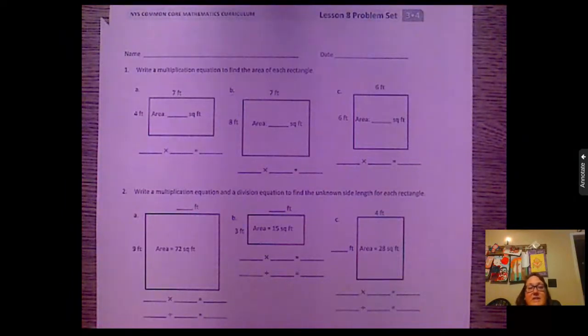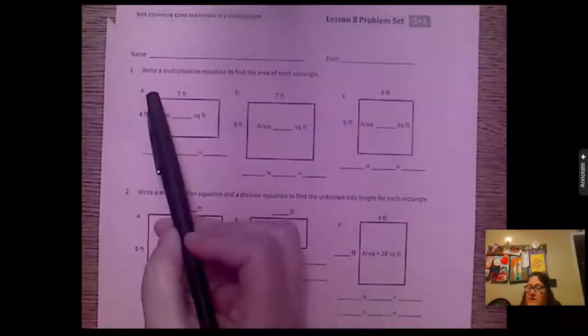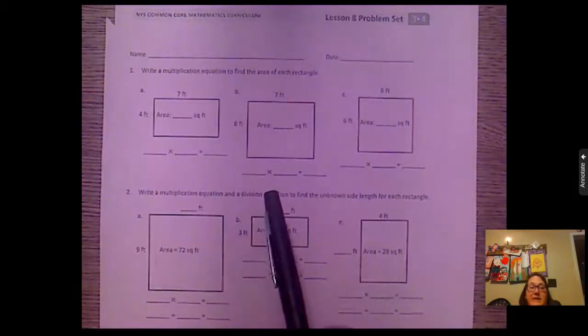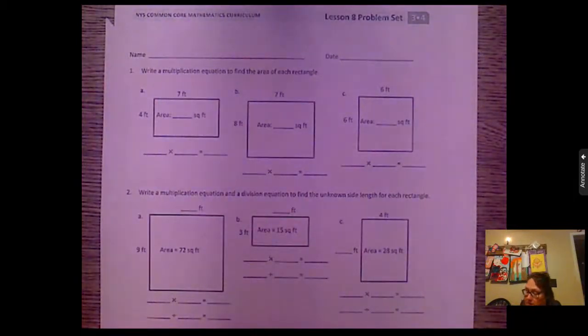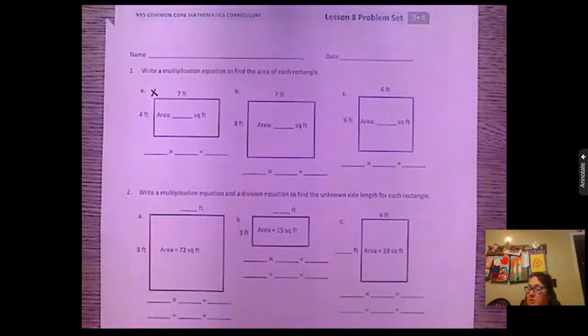All right, our directions for number 1, it says to write a multiplication equation to find the area of each rectangle. So for number 1, for A, B, and C, it is giving us our side lengths already. And all we have to do is multiply to find the missing area. So if we look at 1A, we can put that times sign right in the corner. So we have 4 times 7.